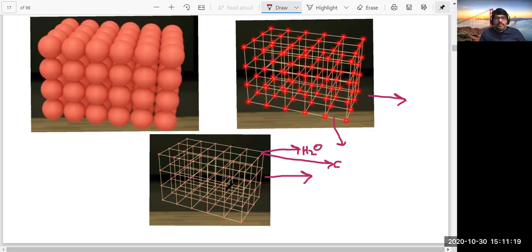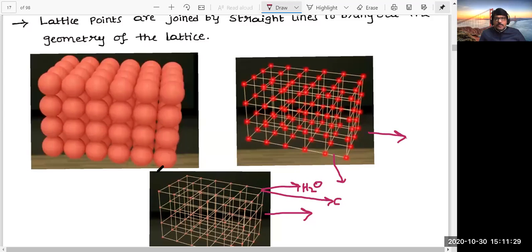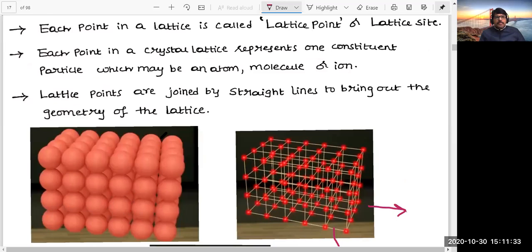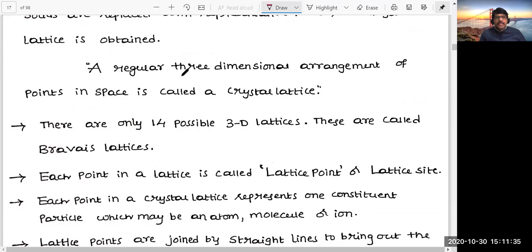It is made up of lattice points, and it is made up of many small repeating units, and the repeating unit is called a unit cell. But we'll talk about the unit cell later. What we discussed so far is that a regular three-dimensional arrangement of points in space is called a crystal lattice.